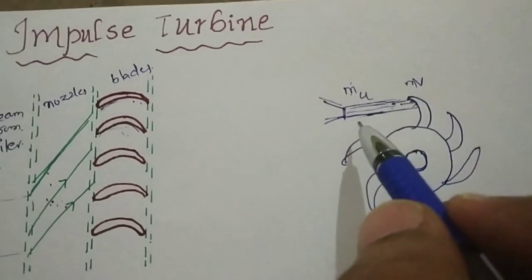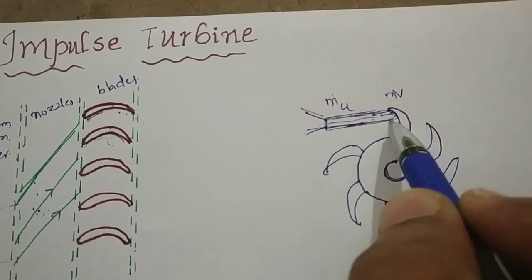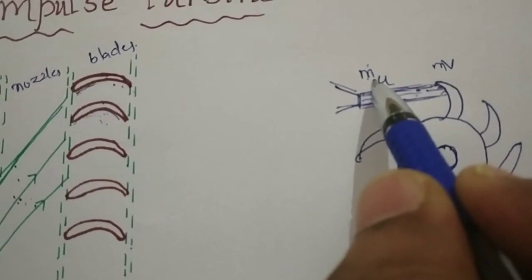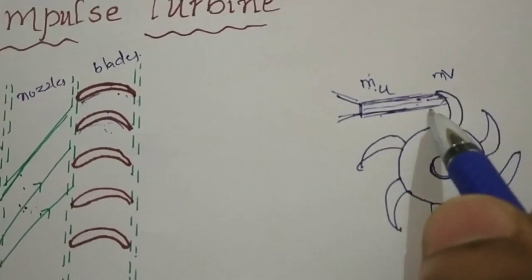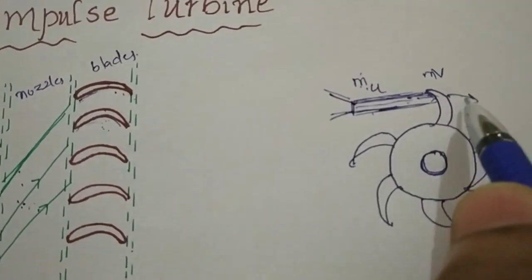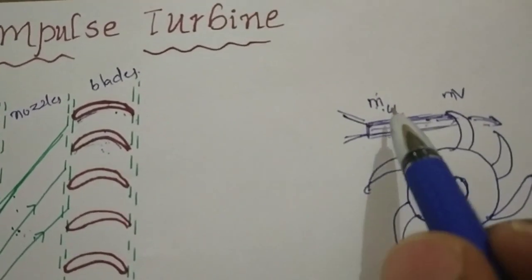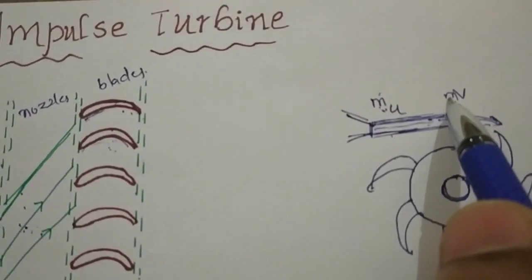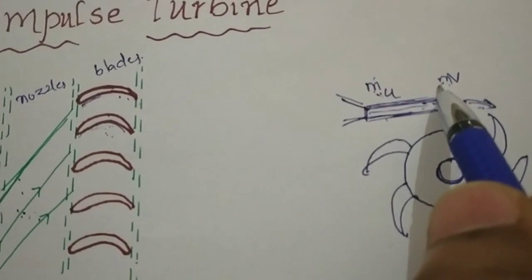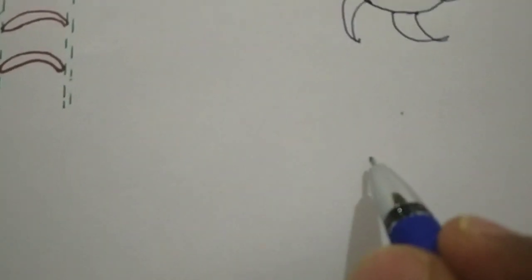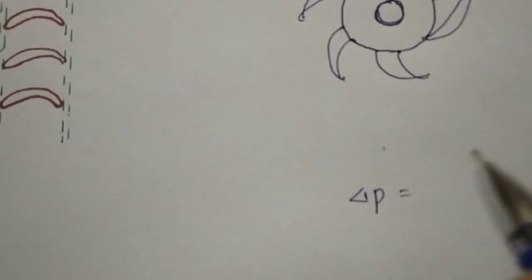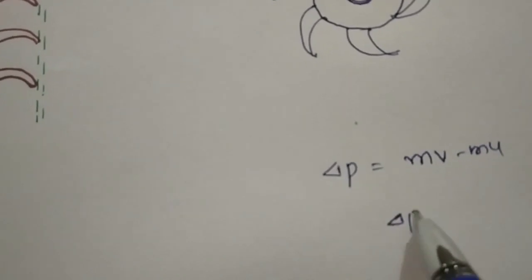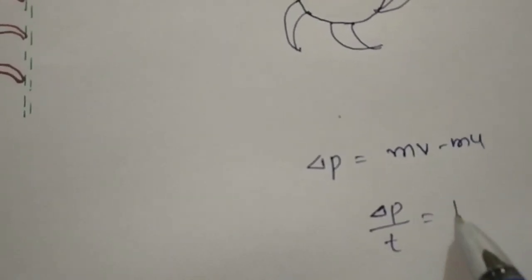What is happening when the steam strikes here? The mass into velocity is called momentum. As the direction of velocity changes when the steam touches the blade, the momentum also changes. This is the initial momentum, this is the final momentum. This change in momentum takes place in a given time. Therefore the change in momentum, delta p, is equal to mv minus mu. The change in momentum per given time is called force.